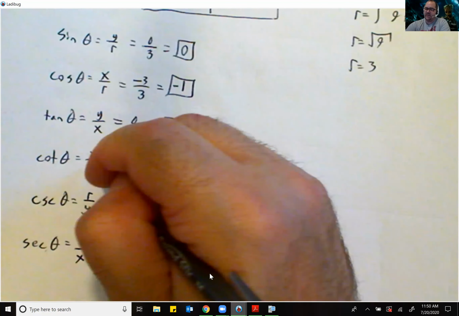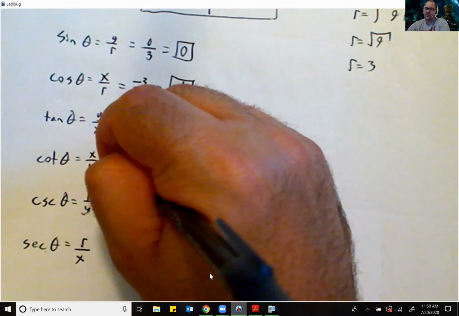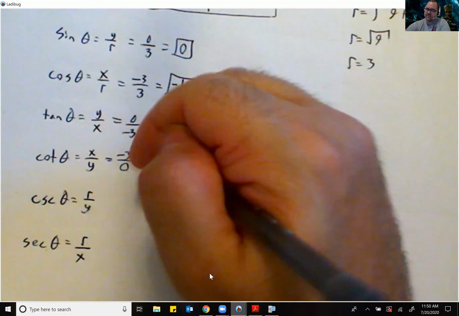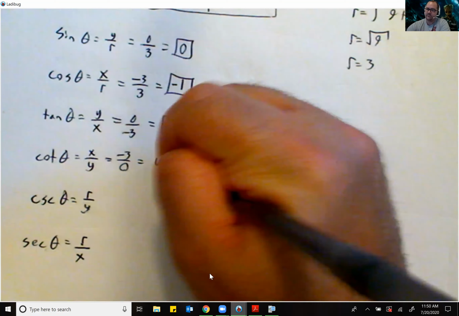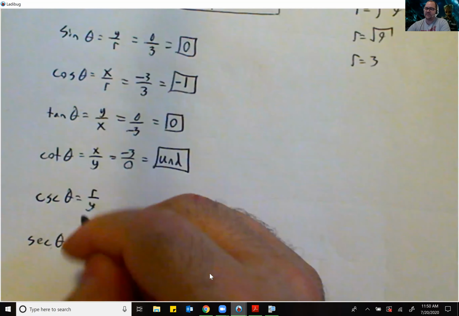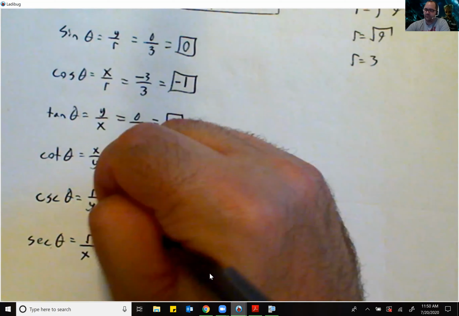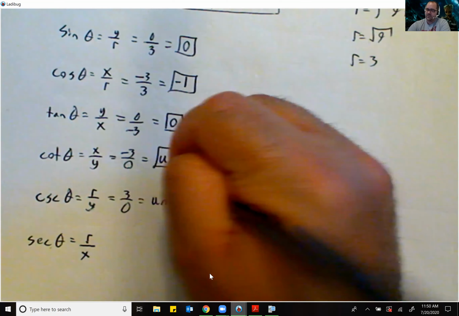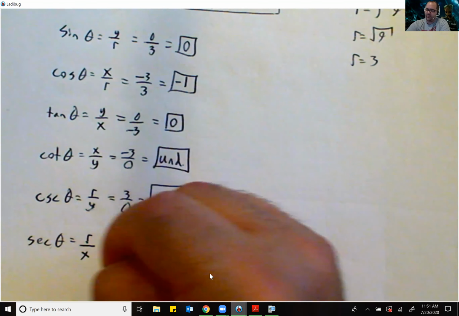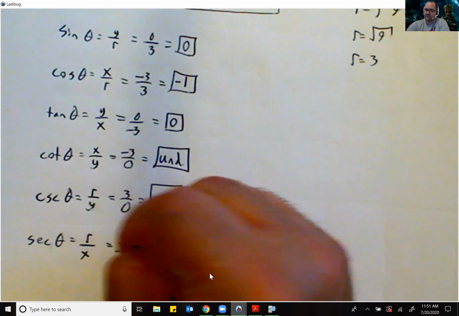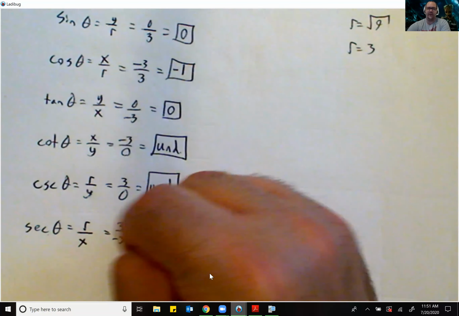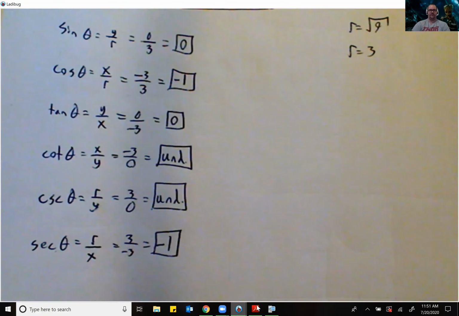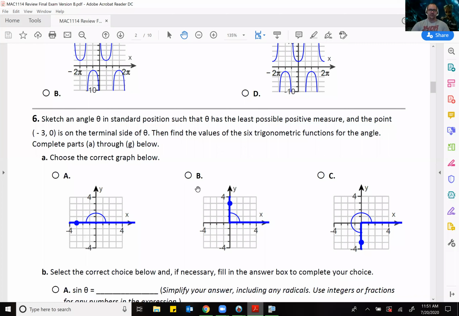Cotangent is equal to negative 3 over 0. Remember that we cannot divide by 0. If you go to your calculator, you get an error. So remember, we call this undefined. Cosecant is equal to 3 over 0, so again, this is undefined. And secant is equal to 3 over negative 3, which when divided out gives you negative 1. And there are all 6 trig functions: 0, negative 1, 0, undefined, undefined, and negative 1. Just make sure that you put them in the proper spot when you come over here.